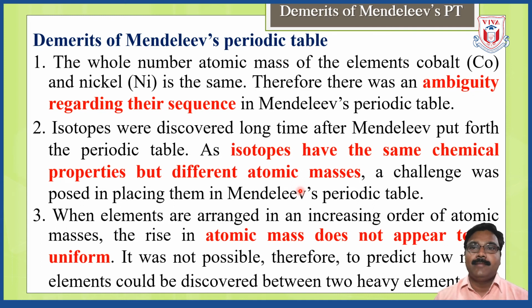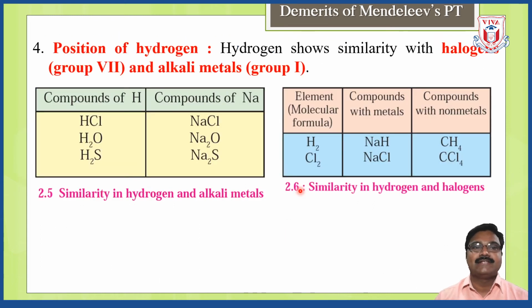The fourth demerit of Mendeleev's periodic table is regarding the position of hydrogen. Hydrogen shows similarity with halogens, which are placed in group 7, as well as alkali metals, which are present in group first. Here from the table, let us see what the similarities are.